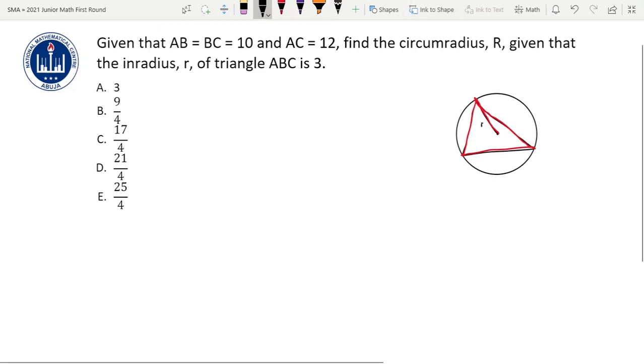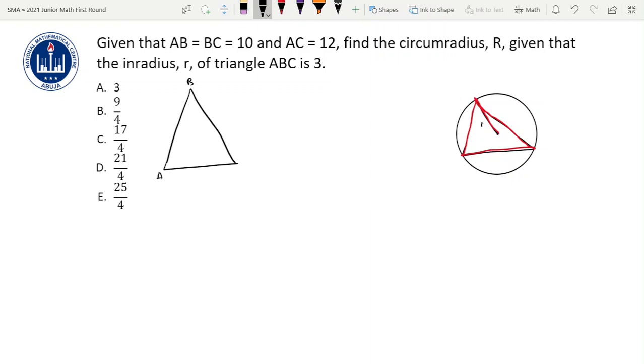Now let's return back to the question. We're told that we have a triangle ABC, so we'll start by drawing that. And then we're told that AB equals BC, so that's kind of like an isosceles triangle. So I'll draw something like this. I'll call this point B, and call this one A, and this one C. Then we're told that AB and BC are 10, so here we have 10, here also we have 10. And we're told that AC is 12.